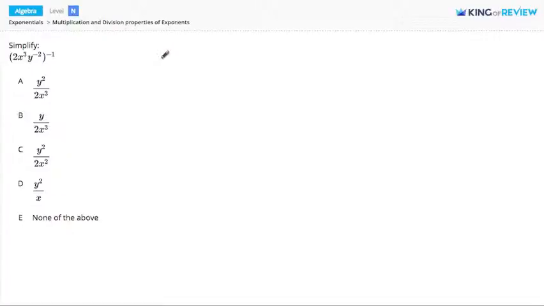Here we have to simplify a somewhat complicated exponential expression: 2x to the third, y to the negative second, all of that raised to the power negative 1. Now when we have exponents inside of parentheses with another exponent outside of the parentheses, we have to use a version of the distributive property.